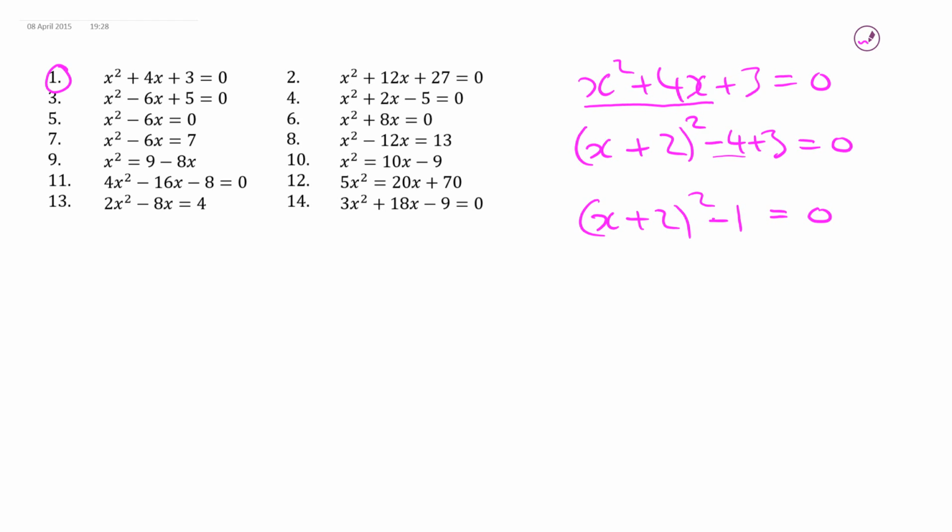And here comes the solving bit. So x plus 2 all squared equals 1, because I moved the minus 1 to there. Then you square root both sides, so you've got x plus 2 equals the square root of 1, which is actually always two things. It's plus or minus the square root of 1, which is just, what's the square root of 1? 1, isn't it?